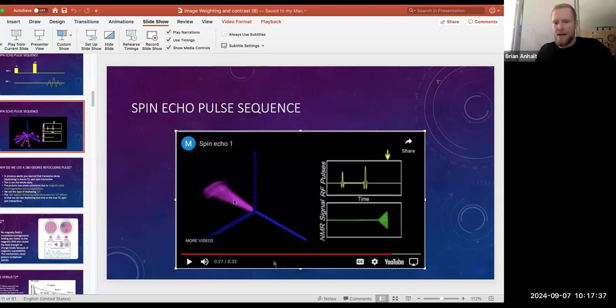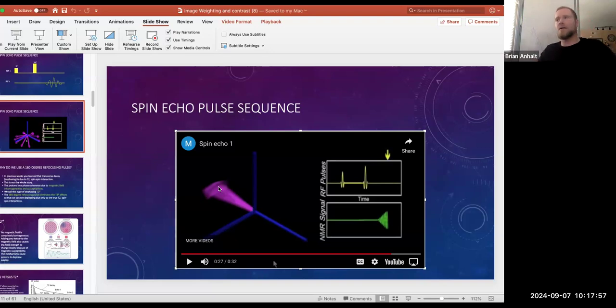Notice here, when it came back together, they're still not perfectly in phase. And that is due to true spin-spin interactions getting the protons to be slightly out of phase when we collect that echo.